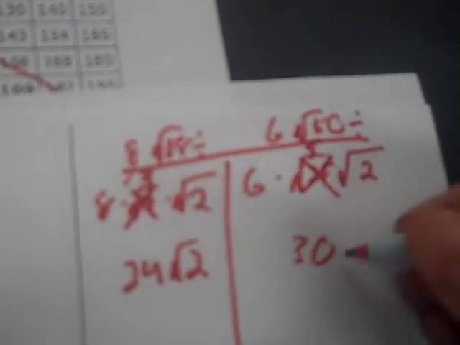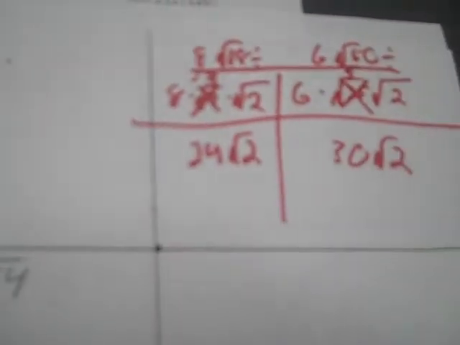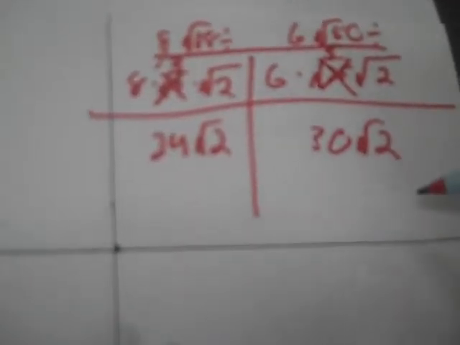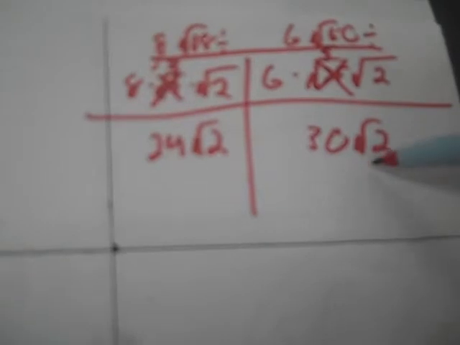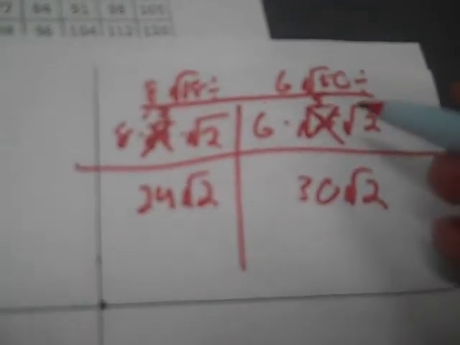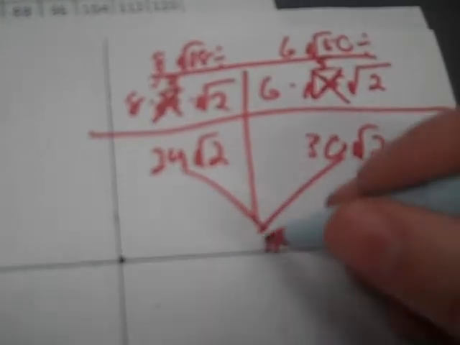And then 5 gets times by 6. That's 30 square root 2. Now, look at what we have here. I make my square root, and what's the same? Square root of 2. So don't add the 2's. You got them the same, so you can keep them the same. But we add the outsides. Okay, we plus those. 24 plus 30 is 54. Boom.